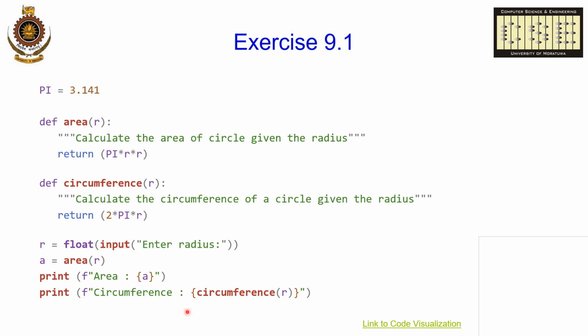In the following line, without calling the function outside and then assigning into a variable like this, I directly call it inside the print statement. So here we have a, here instead we have circumference of r. I directly call the function inside the print statement within the braces. That's another way of printing the value directly by calling the function. The return value of this function is printed here as the circumference.